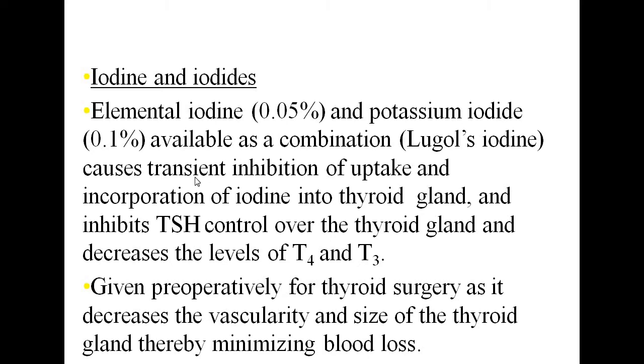Now this effect of transiently inhibiting the release of thyroid hormone from the thyroid gland is called thyroid constipation. This they will ask in the exam: what is the role of iodine and iodides in hyperthyroidism? The role of iodine and iodides is that they inhibit the release of preformed thyroid hormones. This effect is called thyroid constipation.